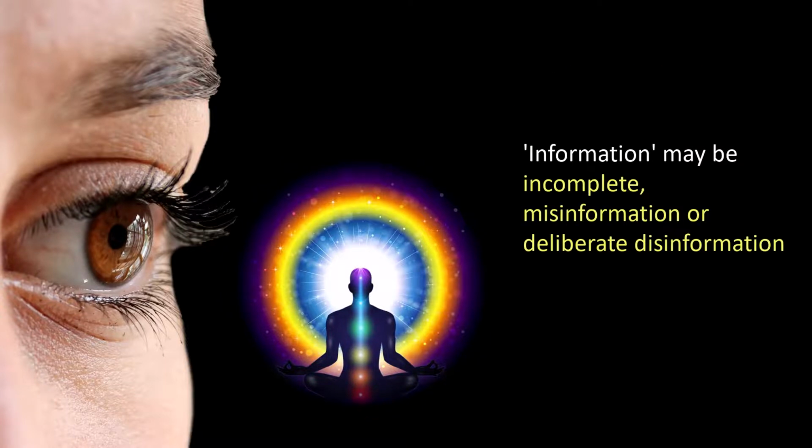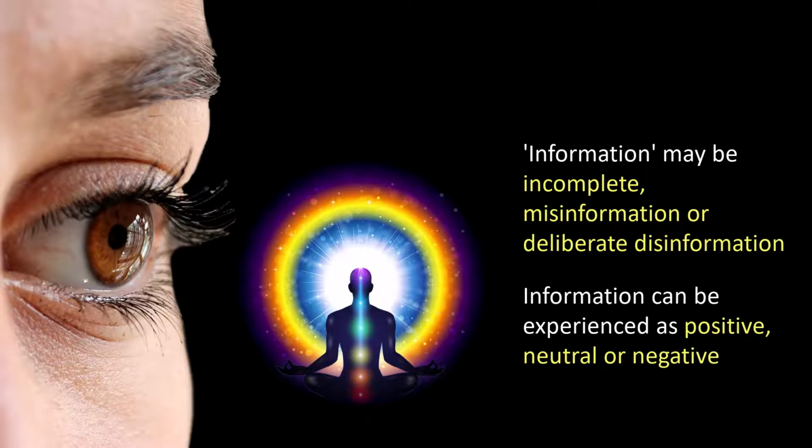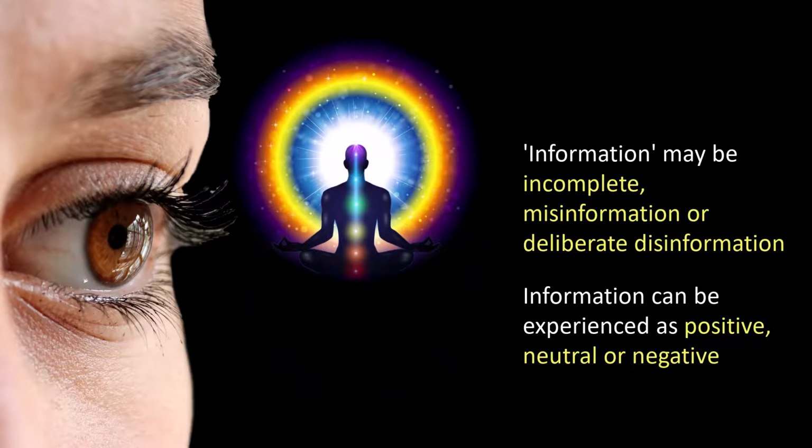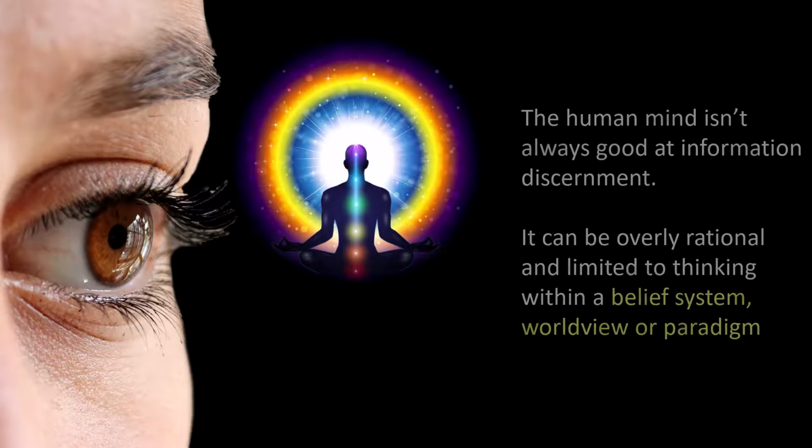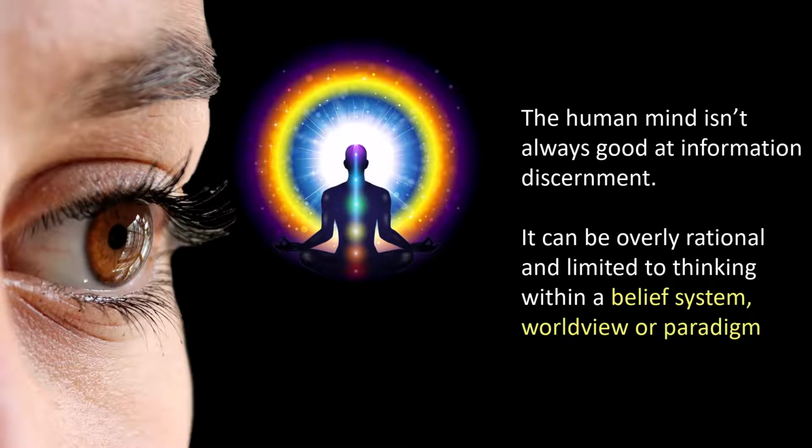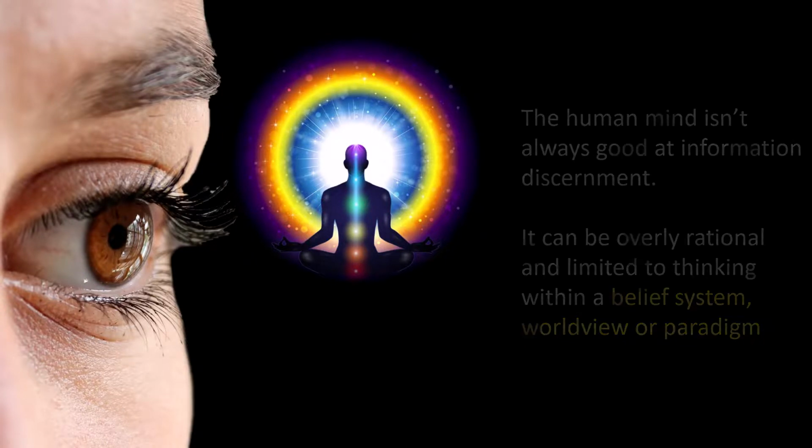It can be useful to have an integrated approach to information discernment. Information may be incomplete, misinformation, or deliberate disinformation. Information can be experienced as positive, neutral, or negative. The human mind isn't always good at information discernment. It can be overly rational and limited to thinking within a belief system, worldview, or paradigm.